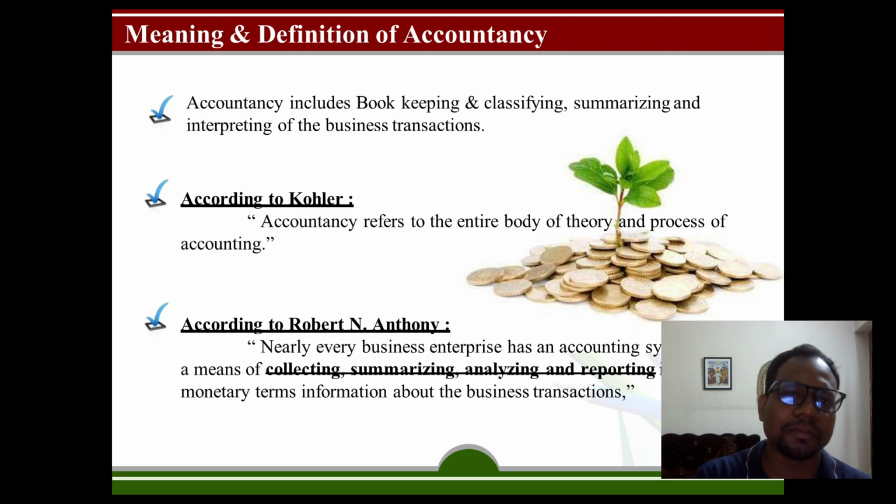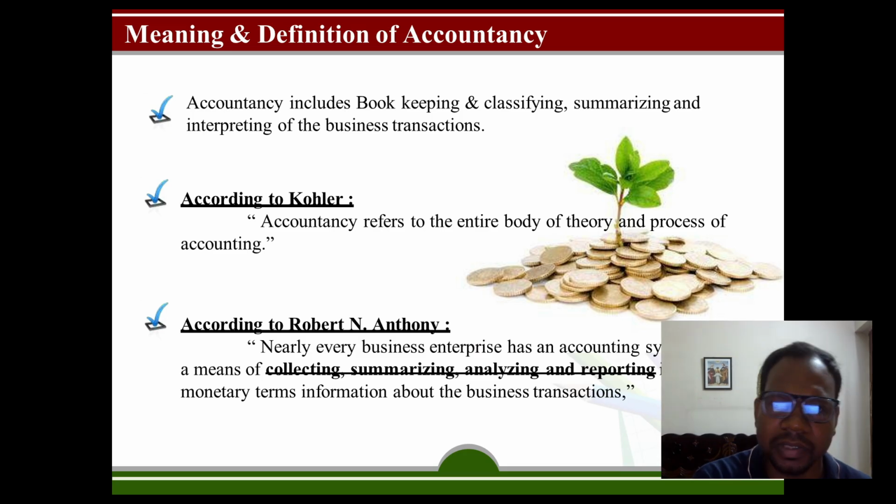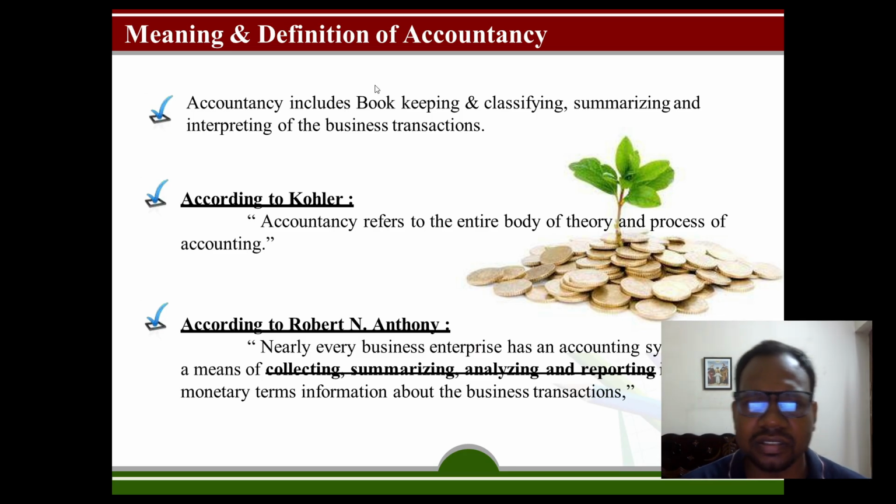Now, let's come and learn about the meaning and definition of accountancy. You might be asking me, why, sir? You have taught us bookkeeping earlier, now accountancy, why? Purposely, I spoke about bookkeeping earlier because when I give definitions about accountancy, we have to know about bookkeeping. At least in some sense, we have to understand what bookkeeping is. So that's my idea. Now let's hear about the definitions.